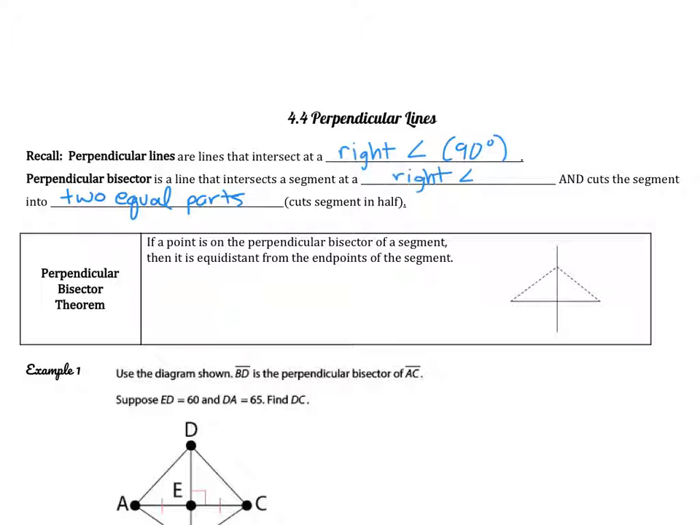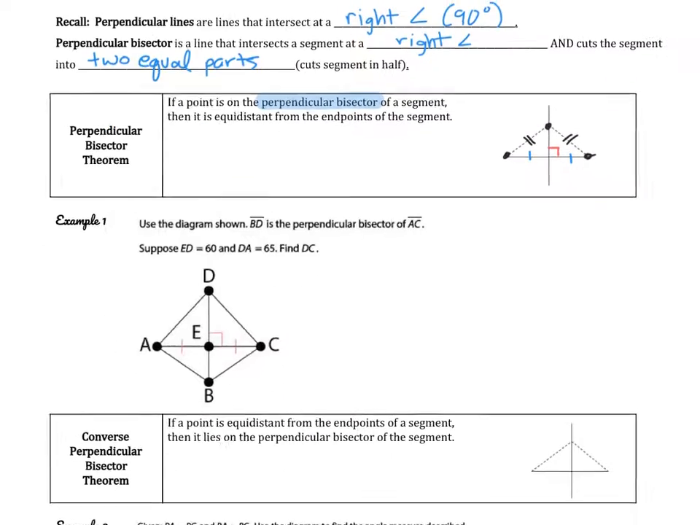So let's look at this picture. First, we need to make sure this first part is true: if a point is on the perpendicular bisector. To show this, we have to draw the little 90-degree angle, showing it's perpendicular, and we have to show that these are congruent, meaning it bisects it. Well, if that's true, then it is equidistant from the endpoints of the segment. So here's the point, and here are the endpoints of the segment. That means that these two distances are equal. So that's the perpendicular bisector theorem.